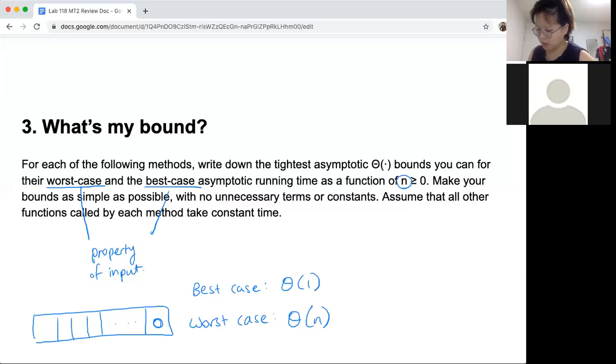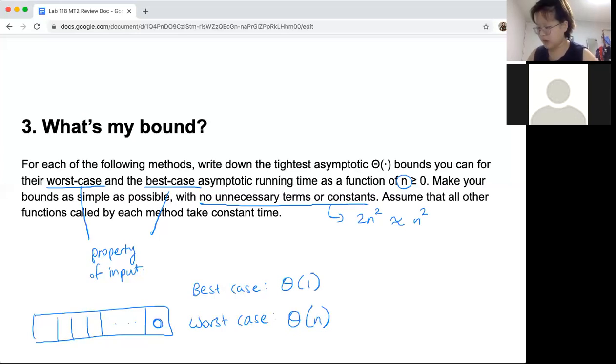Make sure your bounds are as simple as possible with no unnecessary terms or constants. So what this means is if I have something like 2n squared, I can take away the 2 because it's a constant, and so it's just equal to n squared. And the reason I can ignore all of these constants or unnecessary terms, in other words, less significant terms, is for asymptotic analysis, we only care about the runtime as the input size n grows to infinity, right? So as n grows to infinity, these constant factors really don't matter.